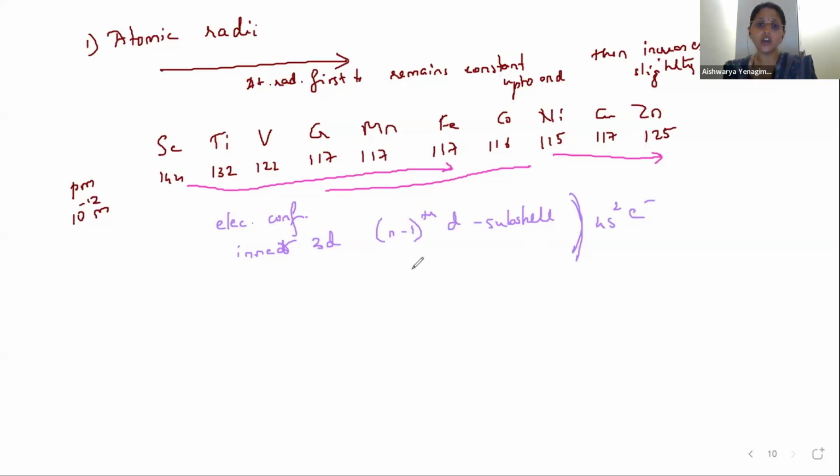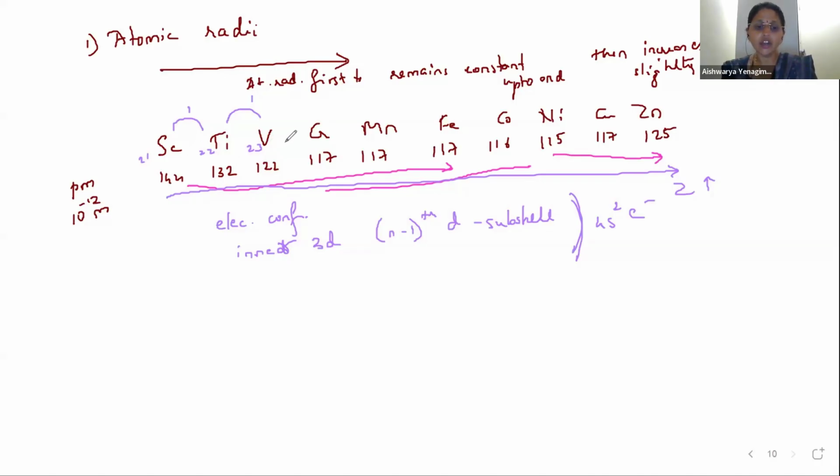With increase in atomic number, as we go from left to right, Z is increasing continuously by one, 21, 22, 23, yes or no? So with the increase in atomic number, nuclear charge is also increasing by one each time, 21 to 22 plus 1, 22 to 23 plus 1. So it is increasing by 1, that means the nuclear charge is increasing here.